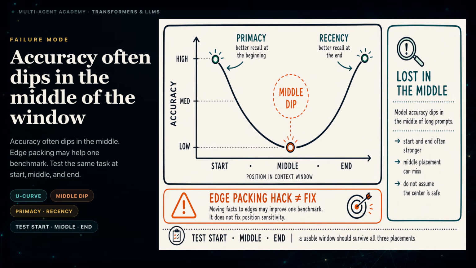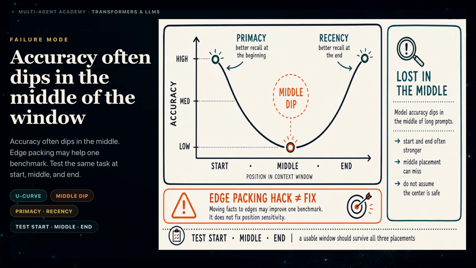Location can change the answer, even when the whole prompt fits inside the accepted window. Models often use information near the beginning and end better than information placed in the middle. This pattern is called lost in the middle, and it often appears as a U-shaped quality plot. Newer models may reduce the dip, but we should not assume that the center is safe.